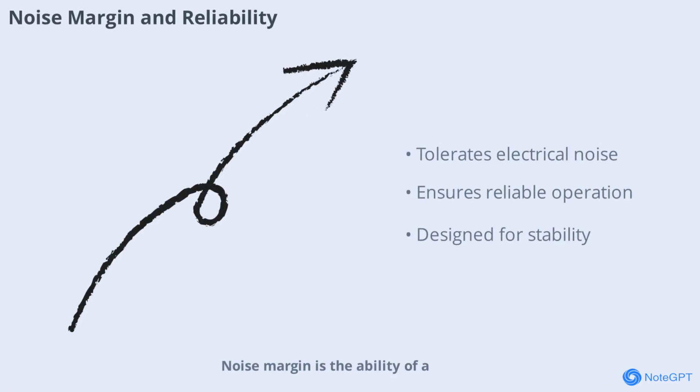Noise margin is the ability of a logic gate to tolerate unwanted electrical signals or noise without making errors. High noise margin means the circuit is more reliable and less likely to malfunction. Engineers design circuits with sufficient noise margin to ensure stable operation, even in noisy environments.